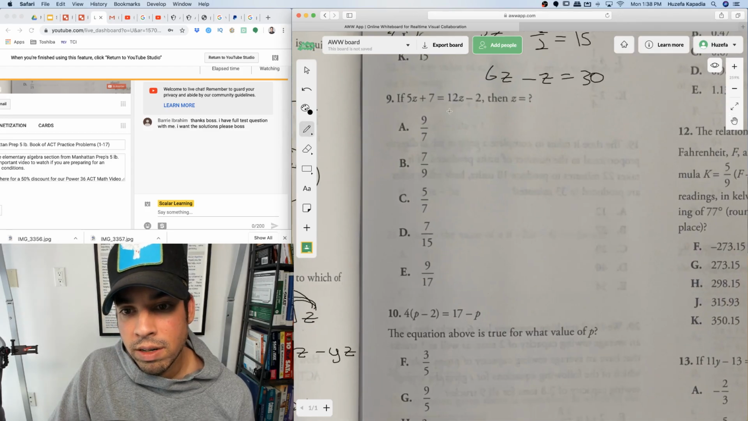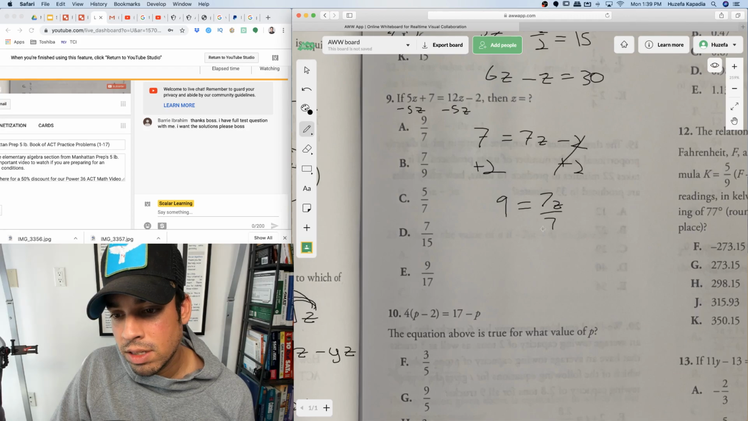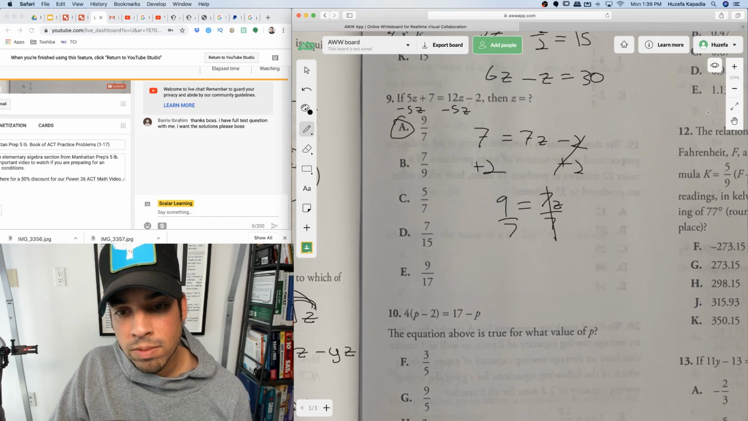All right, next, 5z plus 7 equals that. What does z equal? All right, let's isolate again. It doesn't matter which way we go, but I'm going to choose to subtract 5z. I have 7 equals 7z minus 2. Add 2 to both sides. 7z equals 7 plus 2, which is 9. Divide by 7. z equals 9 over 7.